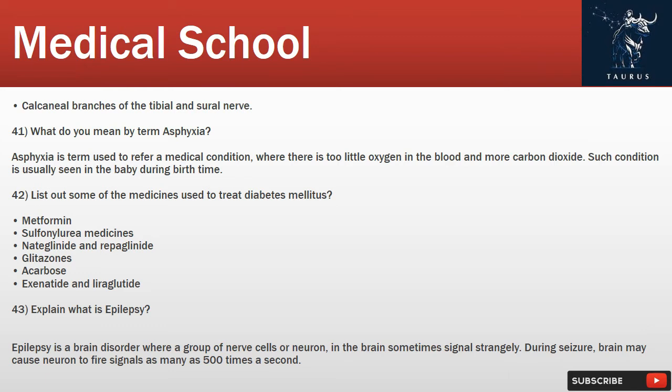43. Explain what is epilepsy. Epilepsy is a brain disorder where a group of nerve cells or neurons in the brain sometimes signal strangely. During a seizure, the brain may cause neurons to fire signals as many as 500 times a second.